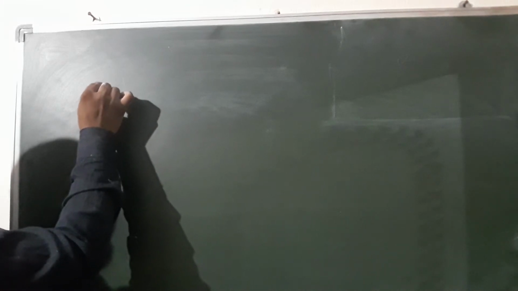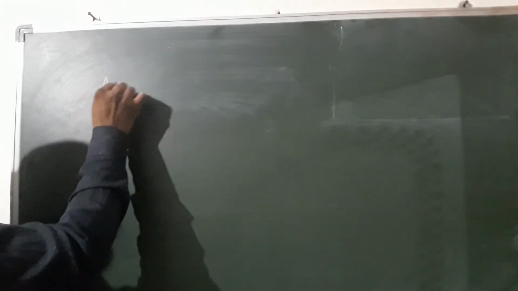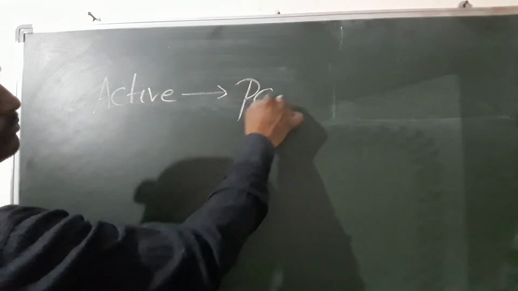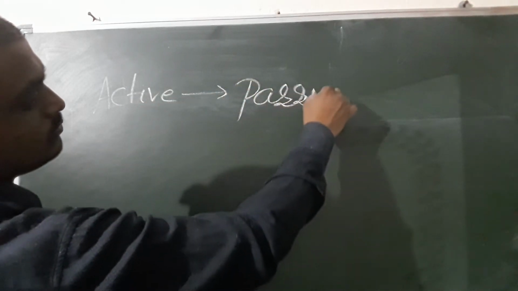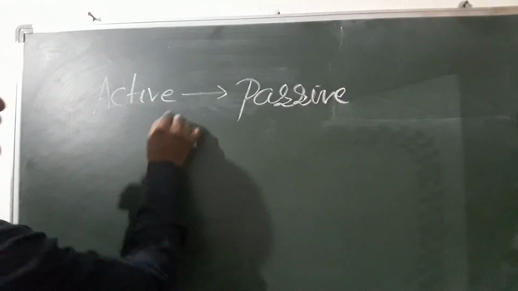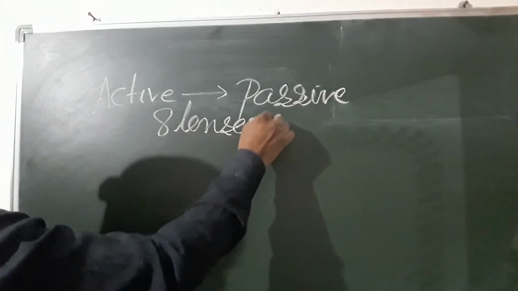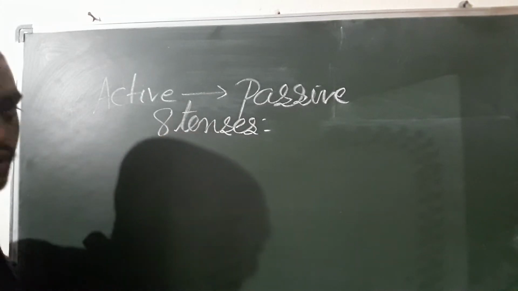In how many tenses will it change? In 8 tenses. What are the 8 tenses? Active into passive, in 8 tenses. We are going to see all the 8 tenses one by one.